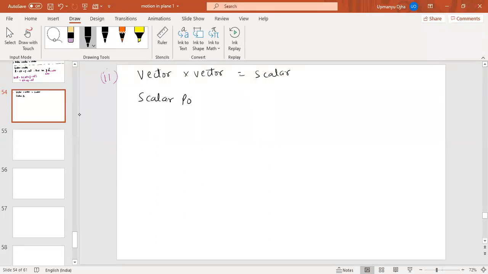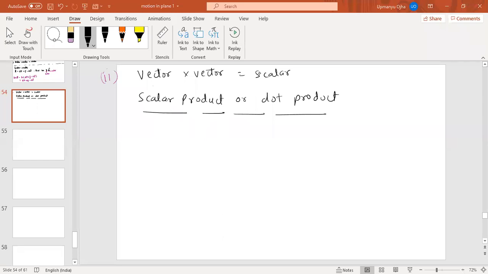Scalar product, or dot product. Dot product means if you multiply a vector with a vector and you get a scalar answer. Scalar answer means it has only magnitude, it does not have any direction. Scalar means only magnitude is coming, not direction. This type of multiplication is known as dot product or scalar product.